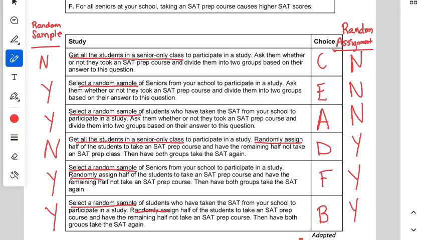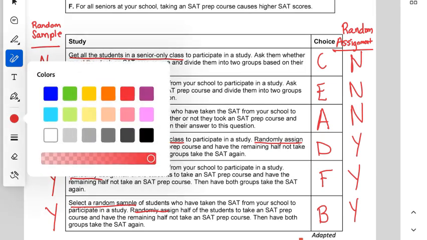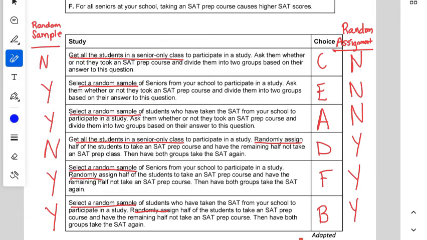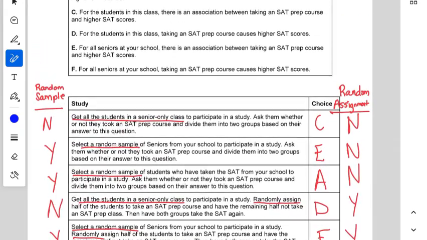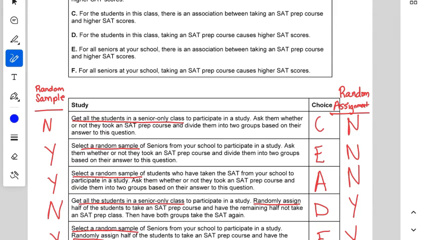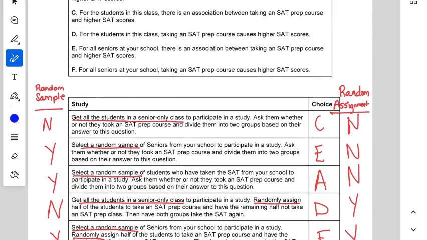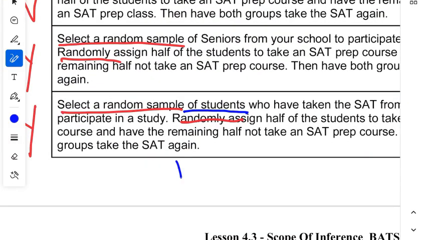Okay, so let's see how these play into what conclusion you can make. See the bottom one is yes and yes, and it says, select a random sample of students from your school. That means we can take whatever results and apply them to the entire school, and you can say cause and effect. So that's why B was our correct answer. It says, for all students who have taken the SAT at your school, taking an SAT prep course causes higher scores. So this is our perfect world.